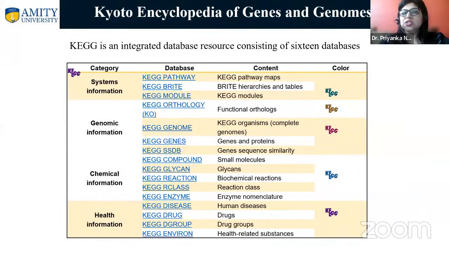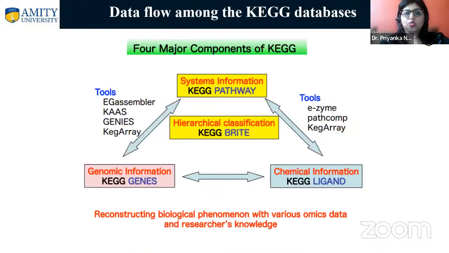It is an integrated resource which has these categories: KEGG Pathway, KEGG BRITE, KEGG Module. Once you explore all of them, they will get you a lot of information which will be useful for your research, as well as for understanding the basic information on all these processes that you can build on. So these are the major components.